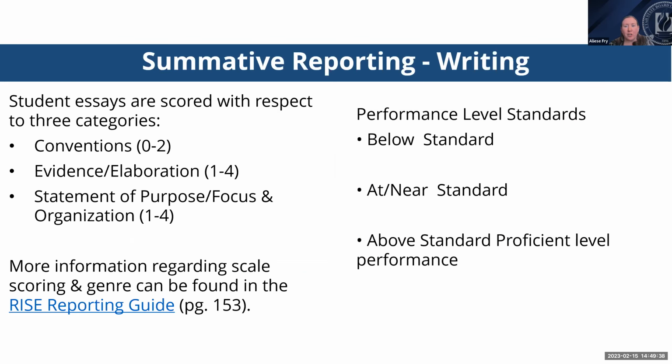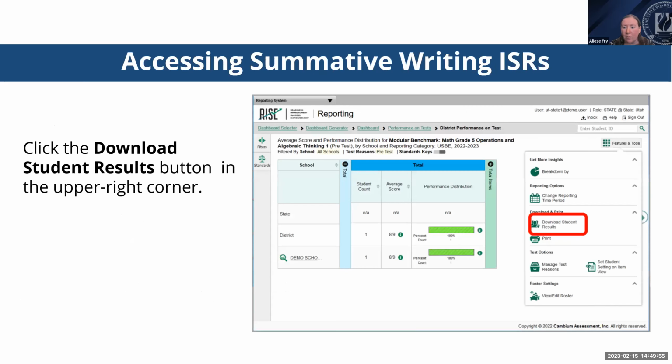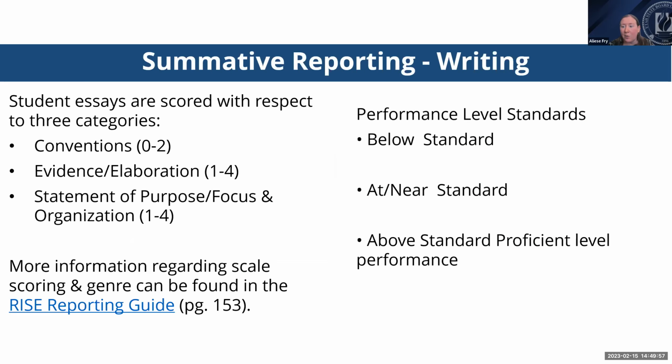When reviewing and interpreting student score information on the RISE summative writing assessment, know that there are 3 categories that student responses are scored on. And the ISR is going to identify the genre of the writing prompt that the student received. But due to item security, specific information about which prompt the student received is not going to show up, okay? The performance level standards are used to classify writing as follows. You've got below standard, at or near, and then above.